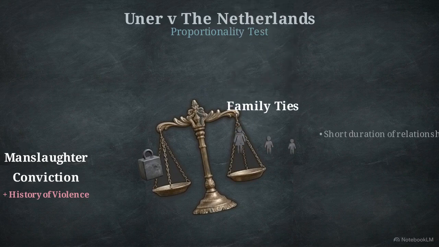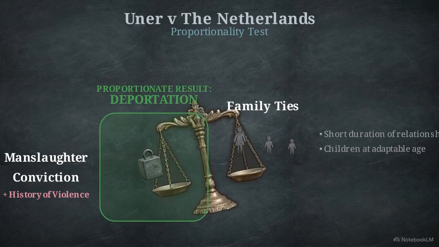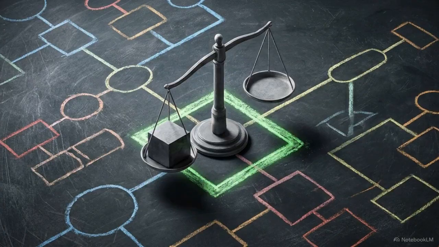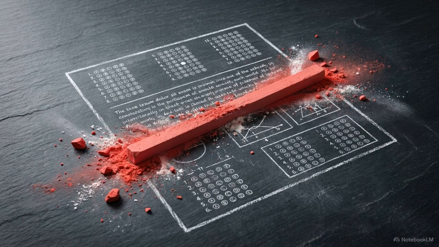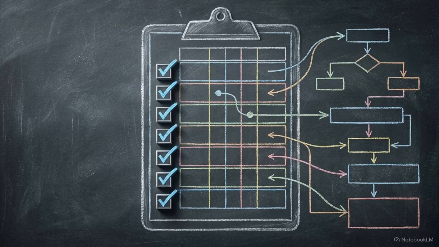Uner had only lived with his partner for a short period, and his children were young enough to easily adapt to a new environment. Because the threat to public safety heavily outweighed the limited disruption to his family life, the state struck a fair balance. The deportation was proportionate and lawful. Examiner's tip: writing that deportation disrupts family life will fail. You must actively list and weigh the specific Uner factors against the facts of your scenario to secure high marks.